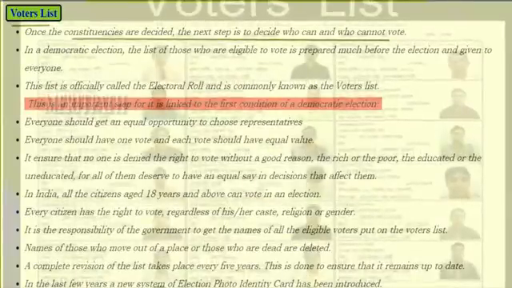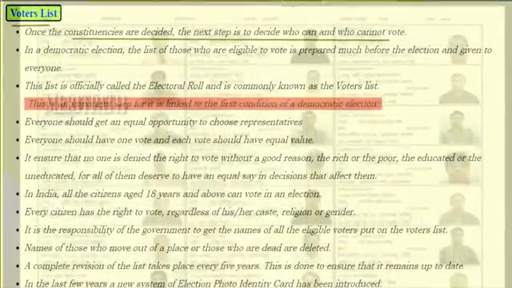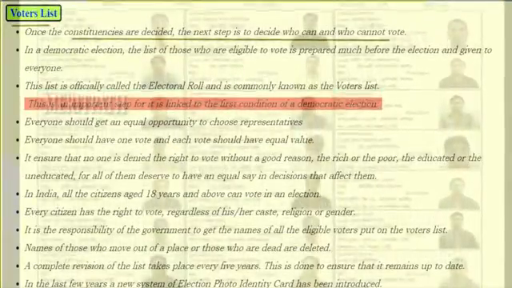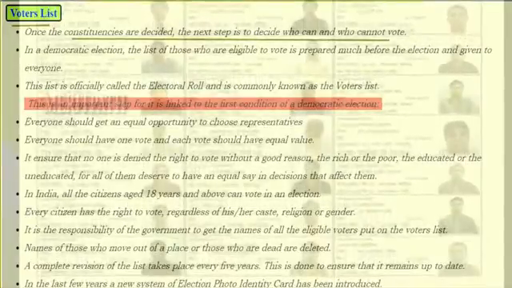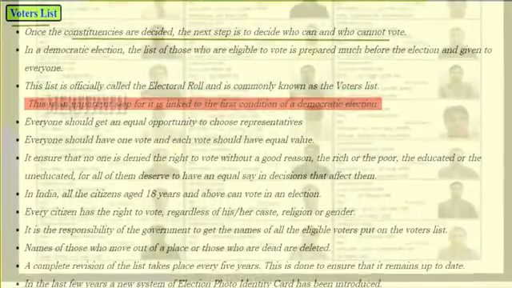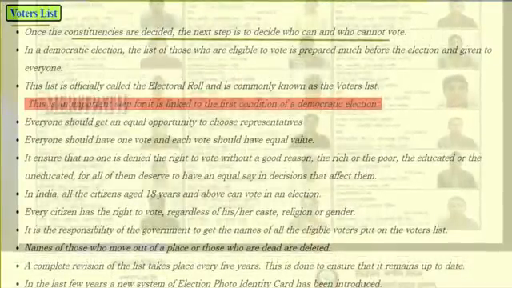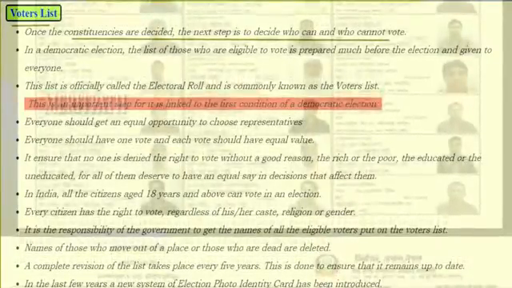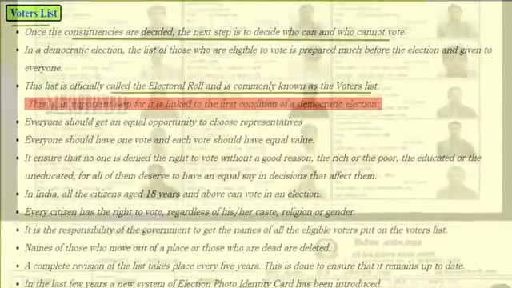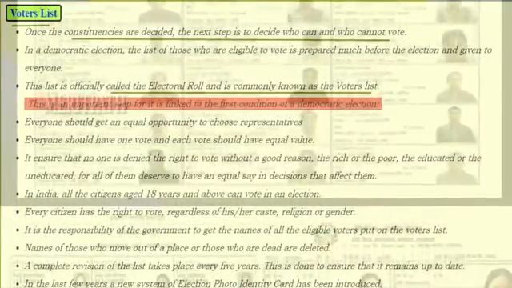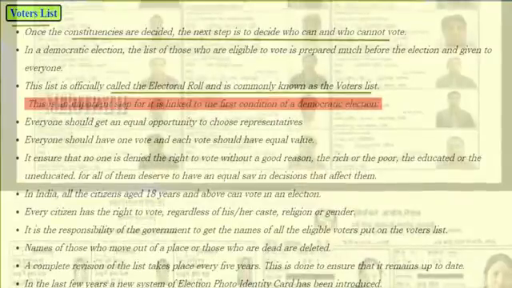Once the constituencies are decided, the next step is to decide who can vote and who cannot vote. In a democratic election, the list of those who are eligible to vote is prepared much before the election and is given to everyone. This is officially known as the electoral roll and is commonly known as the voters list.